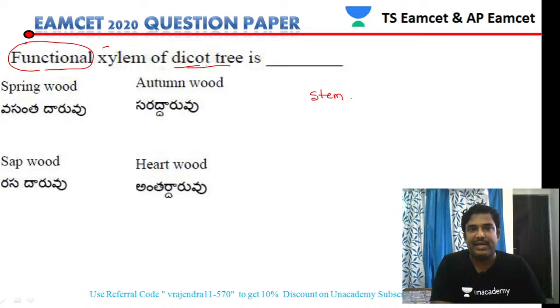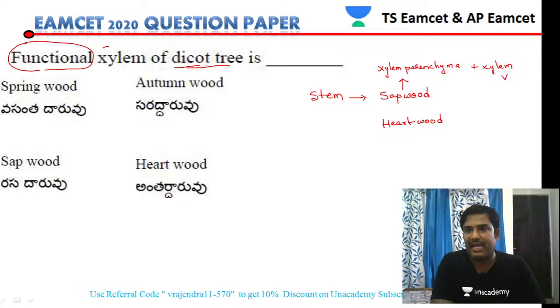In a stem, if you see the stem, we have the sapwood, no doubt about it. We also have the hardwood. In this, we have sapwood as well as hardwood. If you see the composition of the sapwood, the sapwood contains cells like xylem parenchyma, and you also have the xylem vessels.